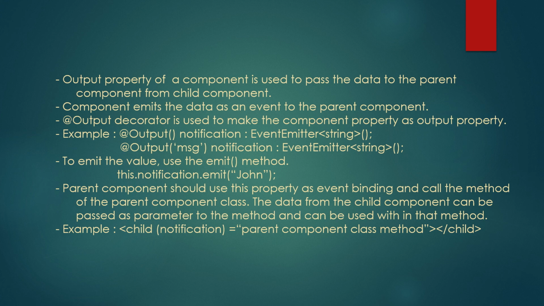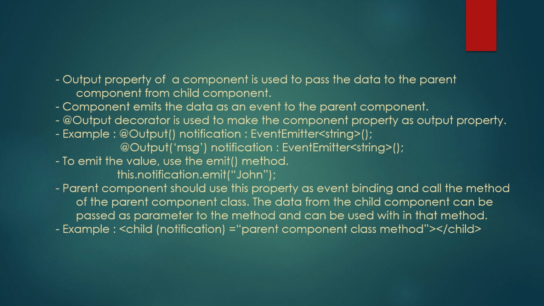The output property of a component is used to pass data from the child component to the parent component. Generally, this data is emitted as an event to the parent component. We should use the output decorator to make a specific property an output property. This output property type should be an event emitter of a specific type.